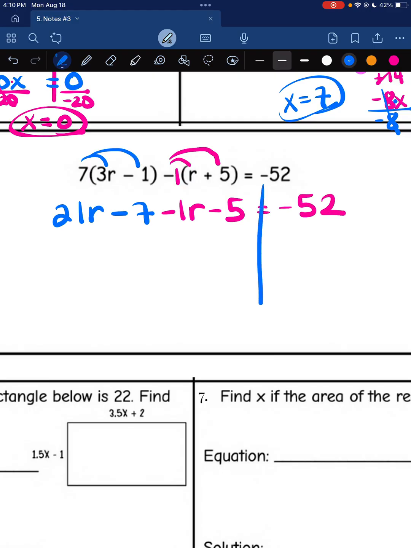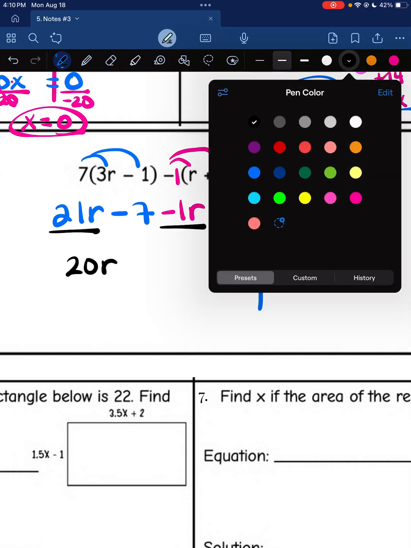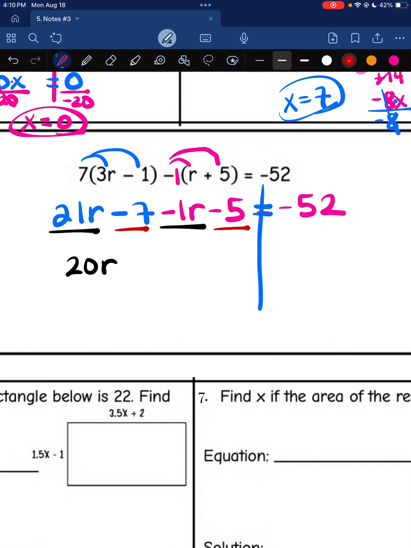Step 2 is combine like terms. So I can combine these two. 21 minus 1 is positive 20. And I can combine these two. -7 minus 5 is -12.